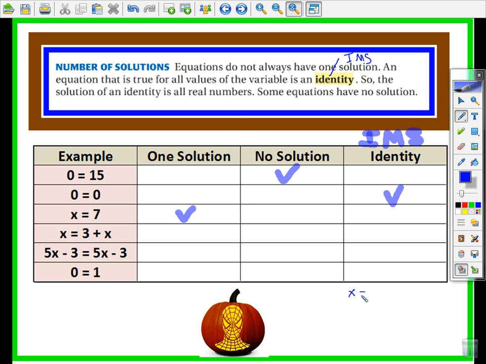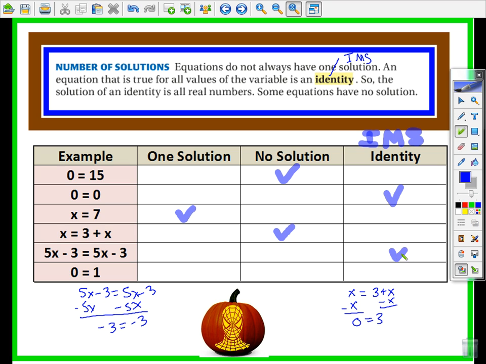Ooh, now they're trying to trick me. Let's look at this example, x equals 3 plus x. If I subtract x on both sides, I'm left with 0 equals 3. No way. That would be no solution. Let's do the next one. 5x minus 3 equals 5x minus 3. When you subtract 5x on both sides, you get negative 3 equals negative 3, which is always true for all numbers, so that's identity or infinitely many solutions.